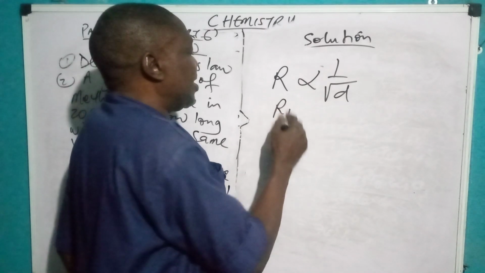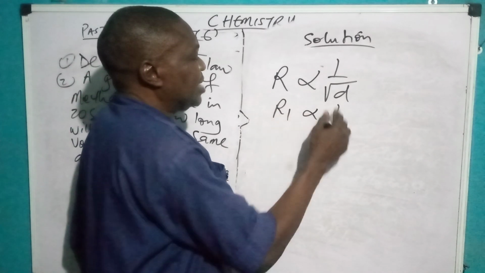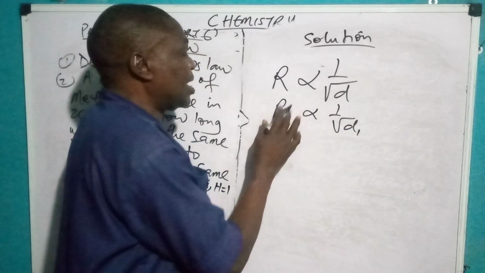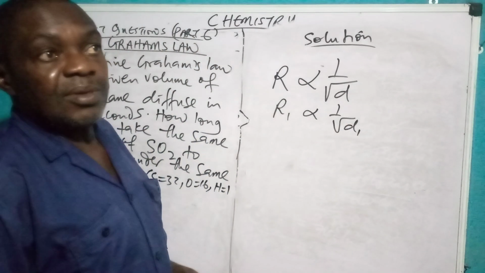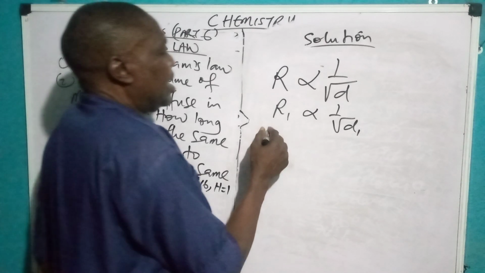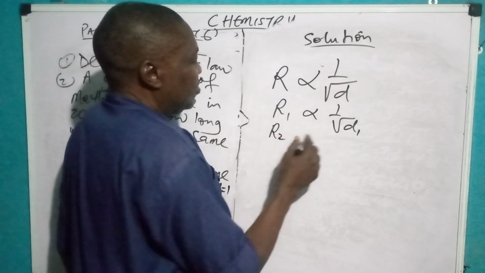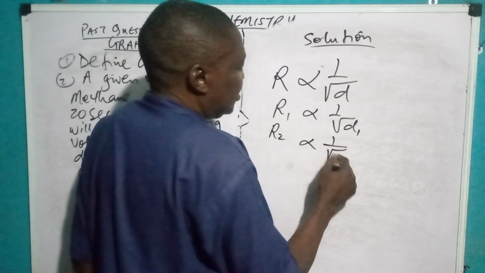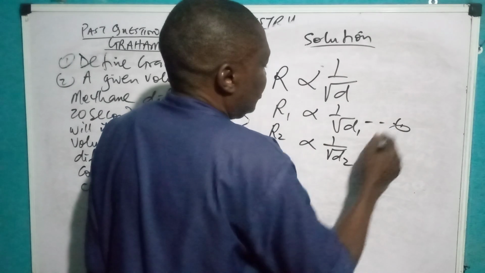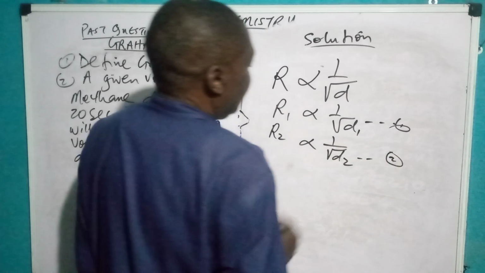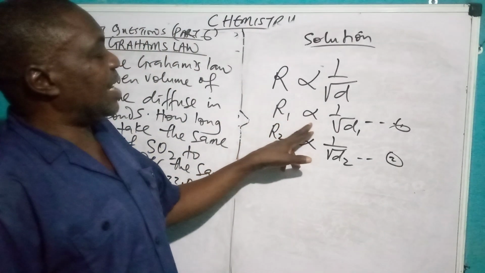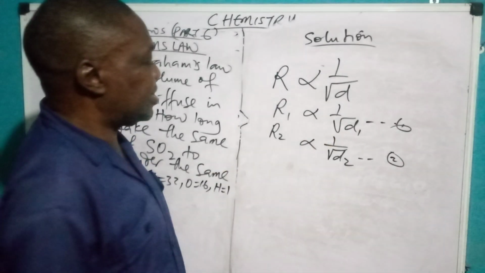Let's say rate 1 varies as 1 over square root d1 for the first gas. This one can be oxygen, ammonia, depends. Then rate 2 varies as 1 over square root d2. We can call this equation 1 and this equation 2. So we say the rate of diffusion of any gas is inversely proportional to the square root of its density.